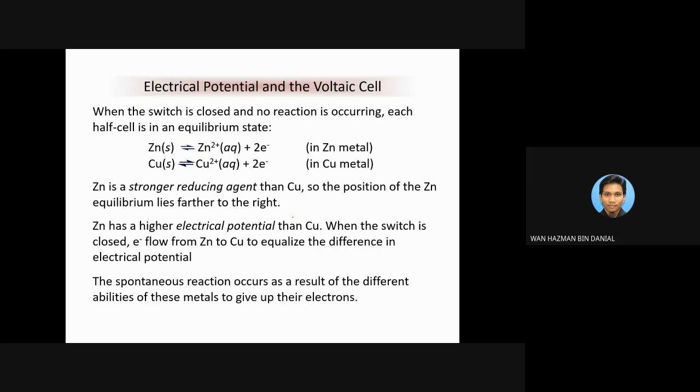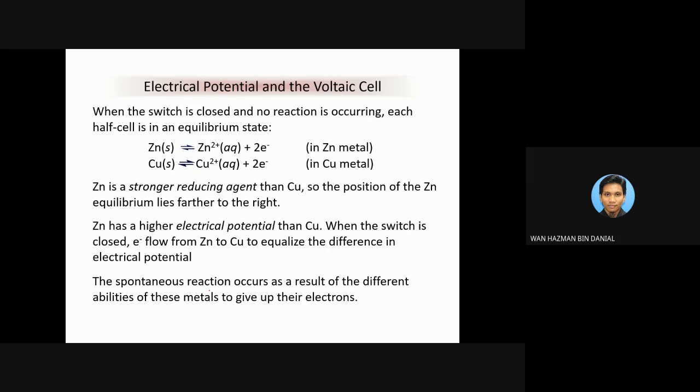Okay, and then let's look on the yang ni dah sebelum ni. Okay, kita tengok on the electrical potential. So when the switch is closed and no reaction is occurring, each half cell is in equilibrium state. Okay. So zinc is a stronger reducing agent than a copper. So the position of the zinc equilibrium lies farther to the right. And zinc has higher electrical potential than copper. So when the switch is closed, electron flow from zinc to copper to equalize the difference in electrical potentials.